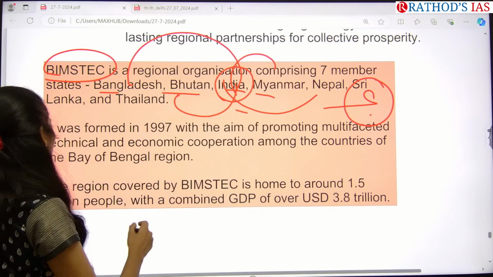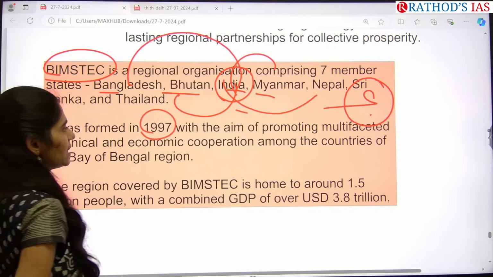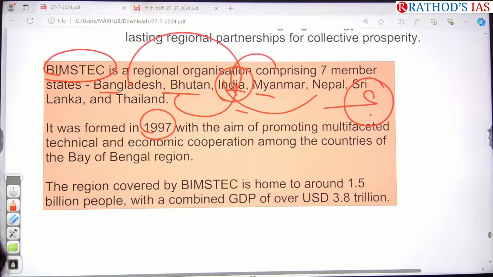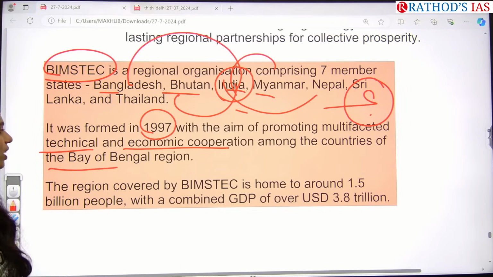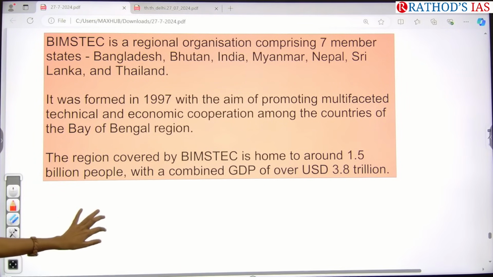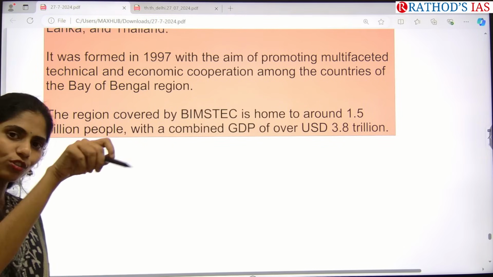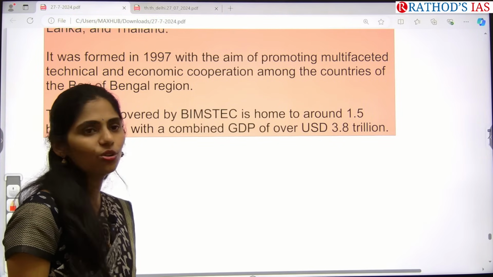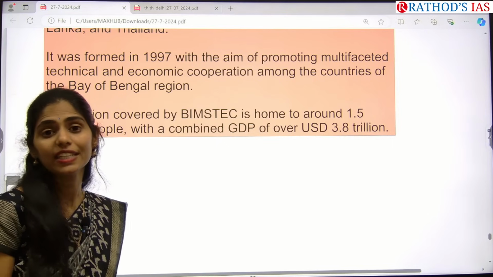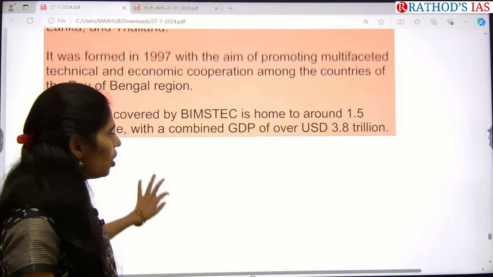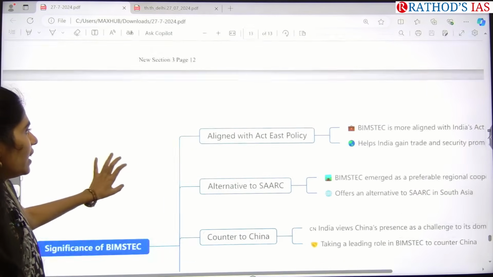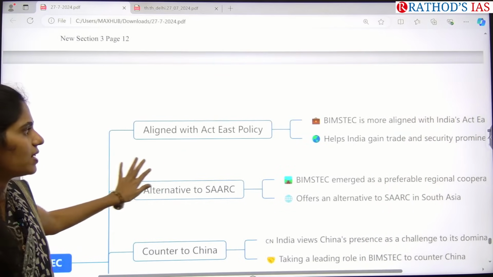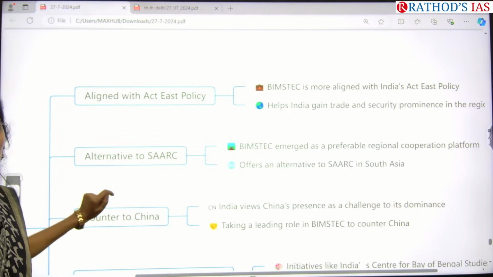Actually, it was formed in 1997 with the aim of promoting multi-sectoral technical and economic cooperation among the countries of the Bay of Bengal region. If you see this region, it is home to 1.5 billion people, and the combined GDP of these 7 countries is about US dollars 3.8 trillion. It is very huge. And if you see the significance of this BIMSTEC, it is aligned with our Act East policy. This is a very, very important point.